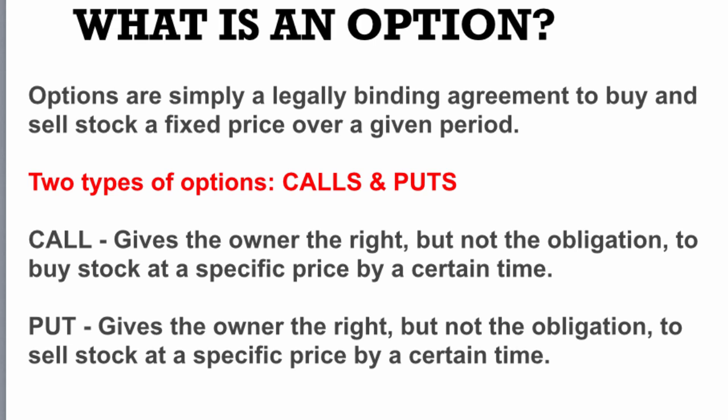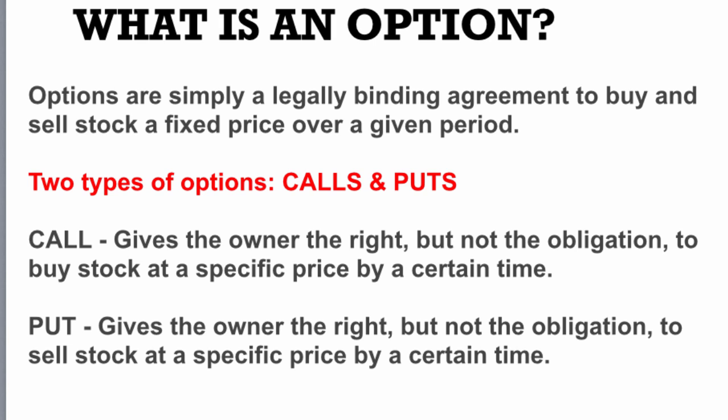Call options give the owner of the option the right, but here's the tricky part, not the obligation to buy stock at a specific price by a certain time. So again, let's read it again. It gives the owner the right, but not the obligation, meaning that if I own a call option, I have the choice, or you would even say, quote unquote, the option to buy that stock at that price over a certain time period. And I don't have to exercise or execute that agreement or that order.